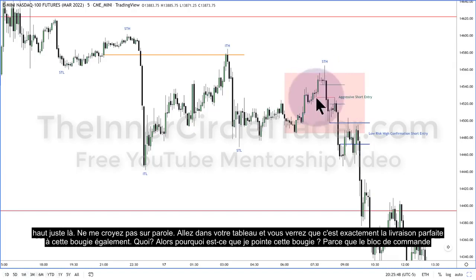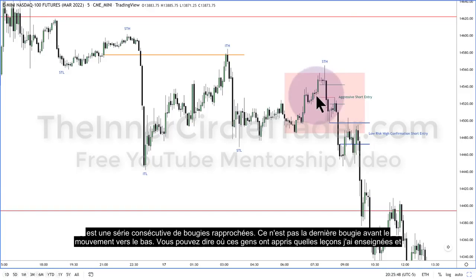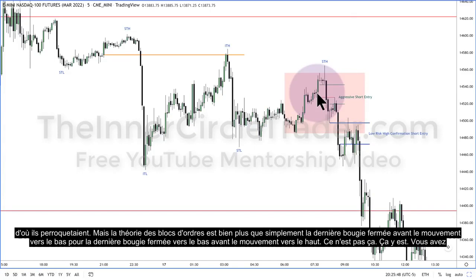Why am I pointing to that candle? Because the order block is one consecutive series of up-close candles. It's not the last candle before the down move. You can tell where these folks learned, what lessons I taught from, and where they parroted from. But order block theory is much more than just simply the last up-close candle before the down move or the last down-close candle before the up move. That's not it.